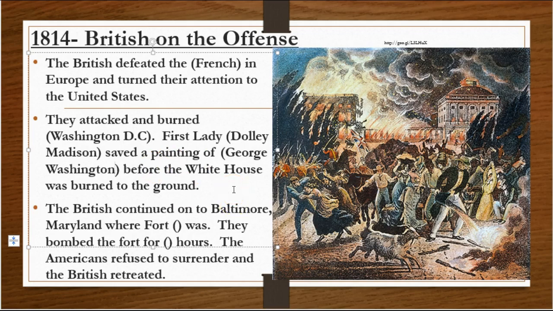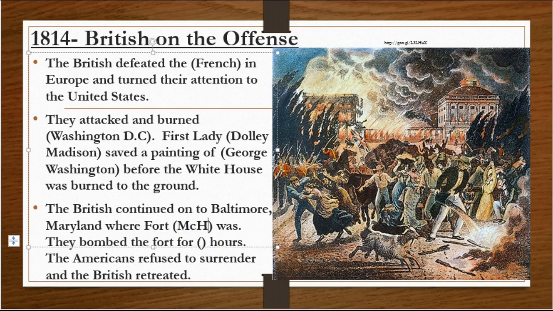Now, the other thing that happens is once the British are done burning Washington, D.C. down, they turn their attention to Baltimore. And in Baltimore, Maryland, there was a fort named Fort McHenry. Fort McHenry was a fortress. That's what fort is short for, fortress. And it really was a fortress. The British were out in Baltimore Harbor, and they bombed Fort McHenry for 25 hours straight. The Americans refused to surrender, and the British eventually retreat out of Baltimore Harbor.